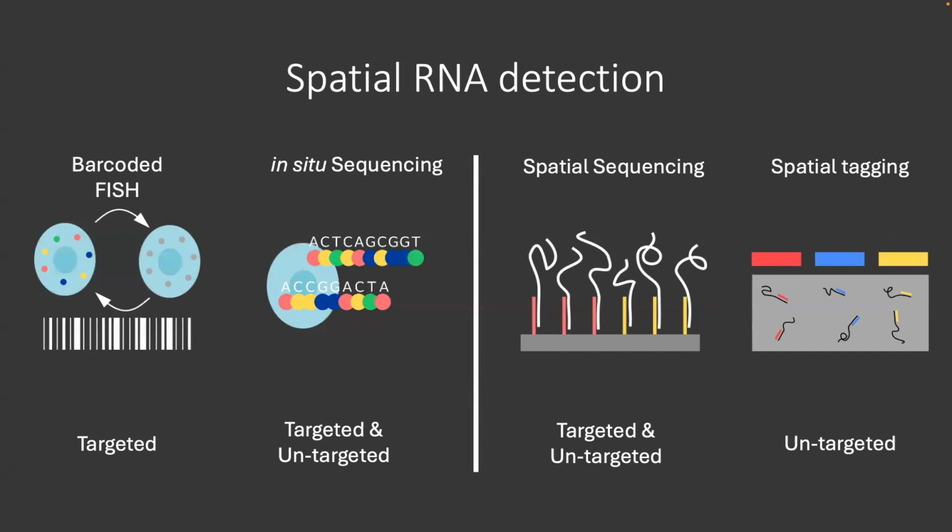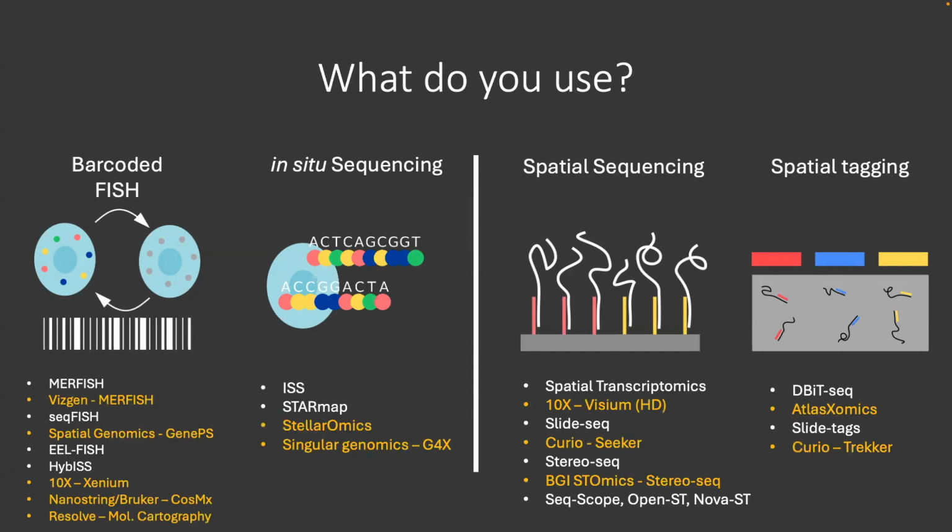We can also split these 4 main categories in a different way. The barcoded FISH methods are targeted, so you need to know beforehand which genes or which targets you want to see. Then the others, the middle one, the in situ sequencing, can be targeted, can be untargeted. Nowadays it's mostly targeted. The spatial sequencing is generally untargeted, but there are some flavors where they are targeted. But usually transcriptome-wide then, and the spatial tagging is generally untargeted. All right, I made a list here of most of the methods that fall into these categories.